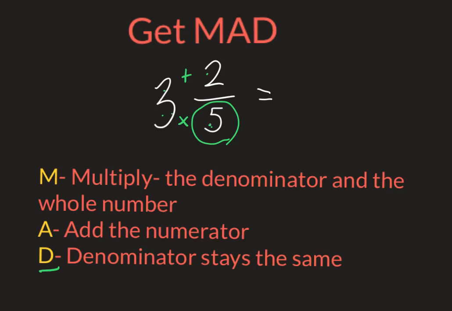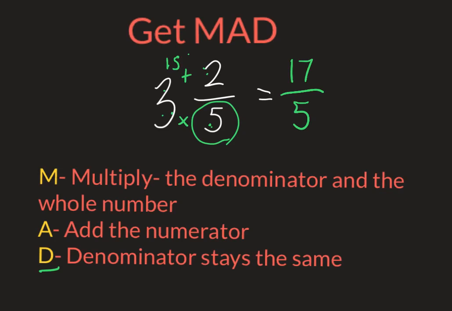Okay, so 5 times 3 is 15, and then plus 2 is 17. And we said the numerator is going to stay the same, so it becomes 17 over 5. Okay, it's not really that hard. It's just remembering where to put things, okay?